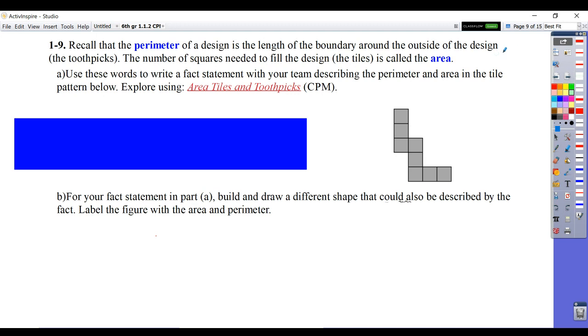So then this time, look at this design, but describe it with the word perimeter and the word area. In other words, how many toothpicks, but use the word perimeter. How many tiles, but use the word area. And then build and draw a different shape that would also have the same information. Same number of toothpicks, same number of tiles.